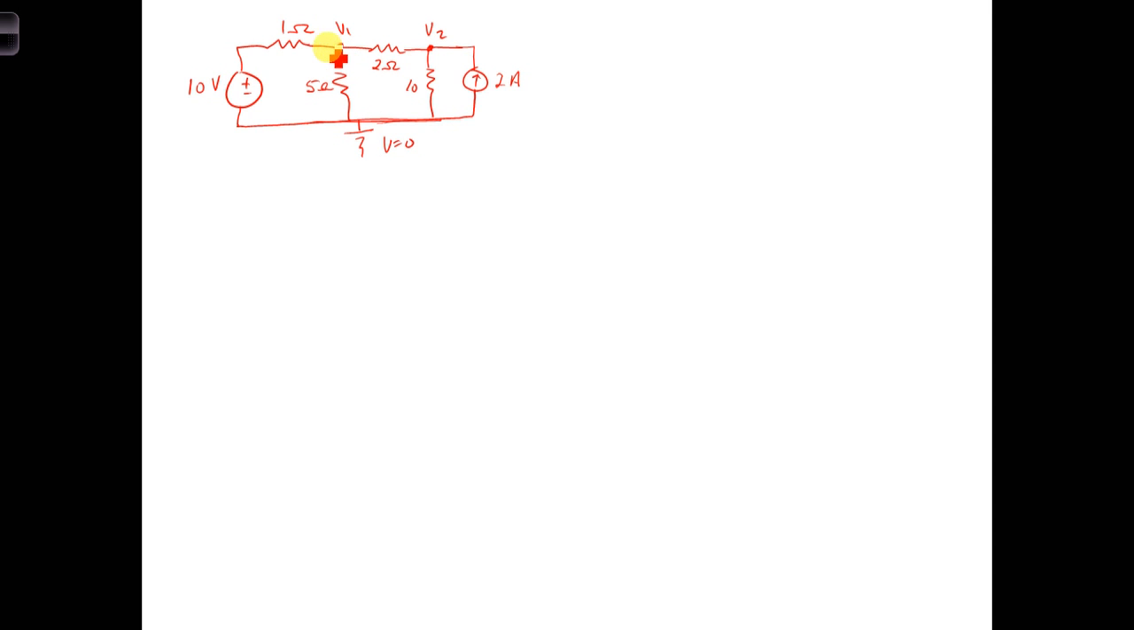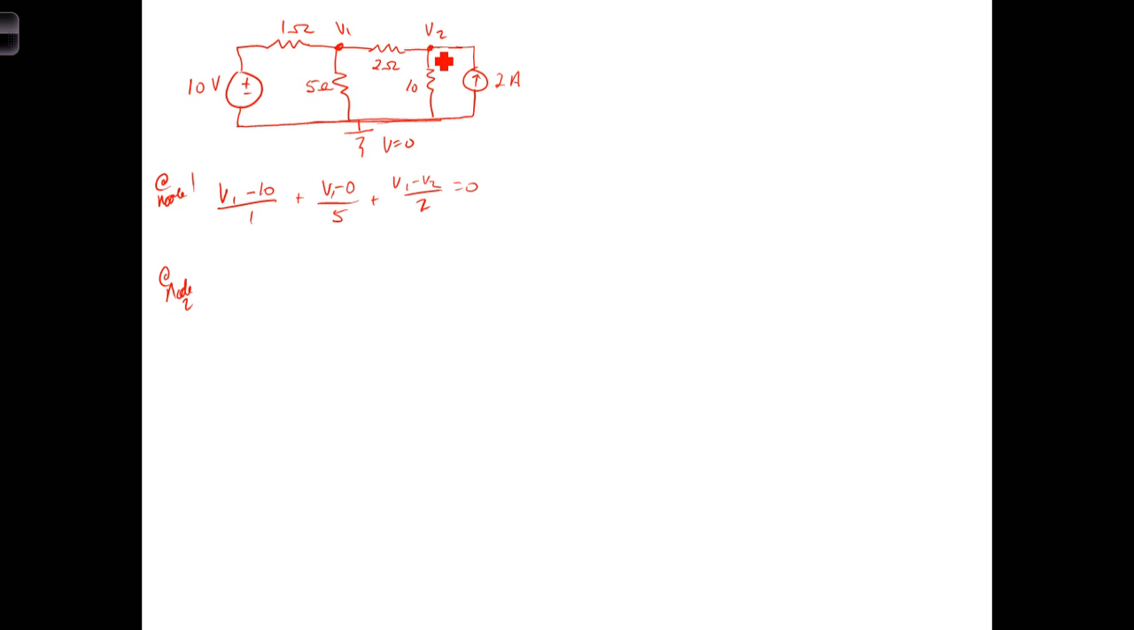So the current leaving this node going in this direction is going to be V1 minus 10 divided by 1 ohm, plus the current coming down here is going to be V1 minus 0. We're not going to write that minus 0 very often, but we will this time. V1 minus 0 divided by 5, plus the current leaving this node going that direction is V1 minus V2 divided by 2 ohms, and the sum of those three currents has to equal 0. So this is at node 1.